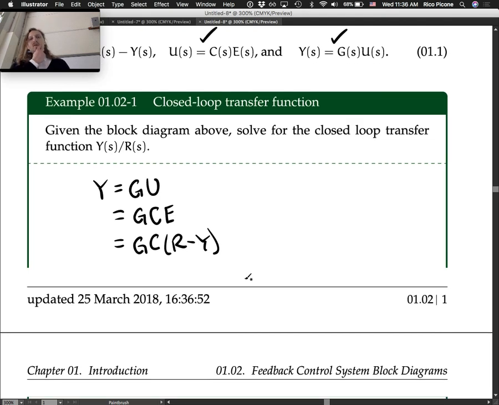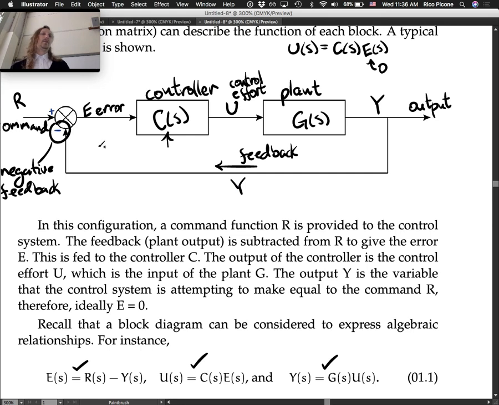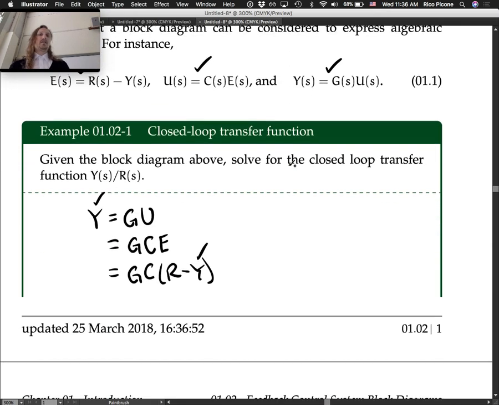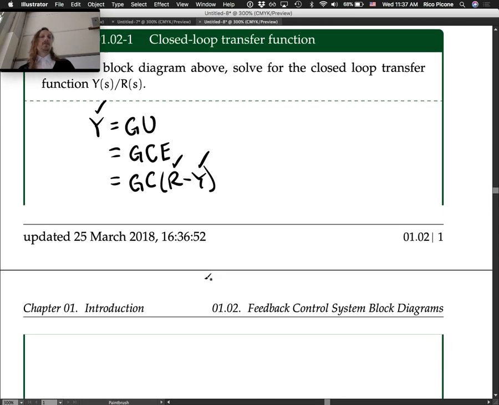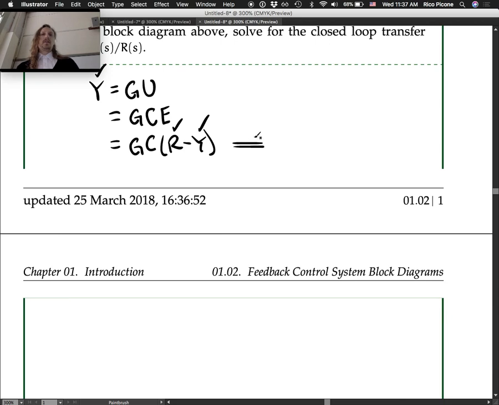Now, we have a y on each side of the equation, so we're going to want to group those. We got rid of our E, we got rid of our U, which were two things we don't want left. They're variables, right? So U and E are both variables. We don't want them in the final expression. We just want it in terms of transfer functions, C, G. So we've got our R, our input, and we've got our output. So our input to this closed loop transfer function is R, right? So we've got all we need, we just need to rearrange. So we'll continue on the next page.